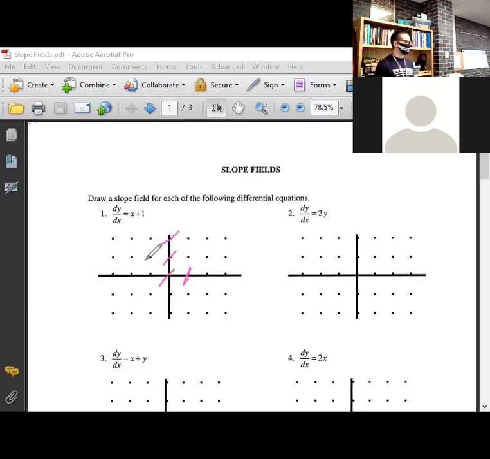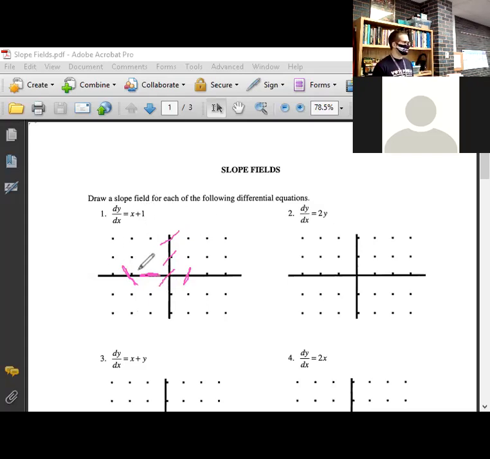Let's see what happens at this point. -1, 0. I plug in -1 for x, 0 for y, I get a slope of 0. Let's keep going along the x-axis. -2, 0. I plug in -2 for x, 0 for y, I get -1. In case you didn't hear that comment, the question was, do we do this for all the points on here? Yes, you do.